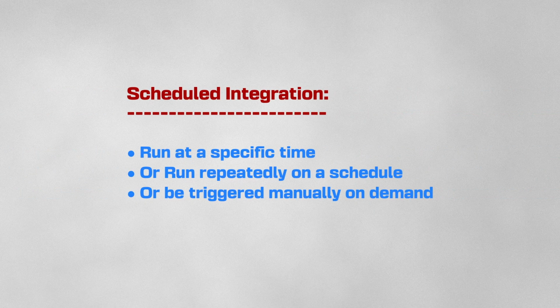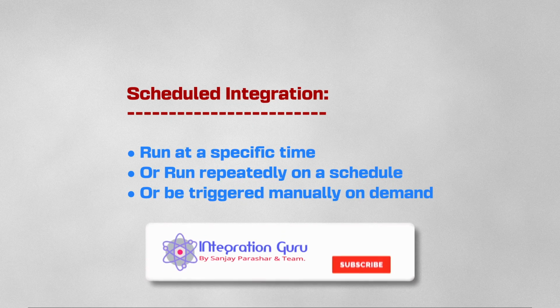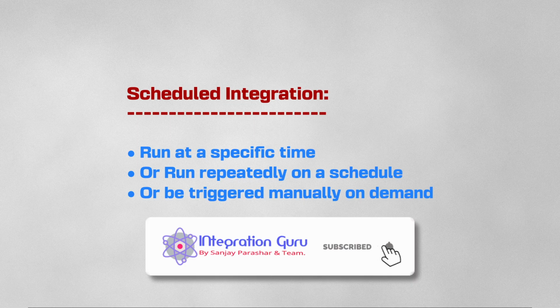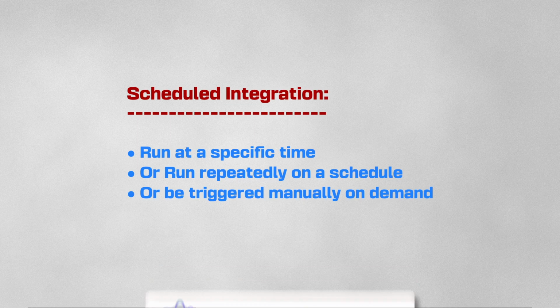A scheduled integration is used when you want your integration to run at a specific time or run repeatedly on a schedule or be triggered manually on demand. For example, polling data every night, running a batch job every hour, or processing files at a fixed time.